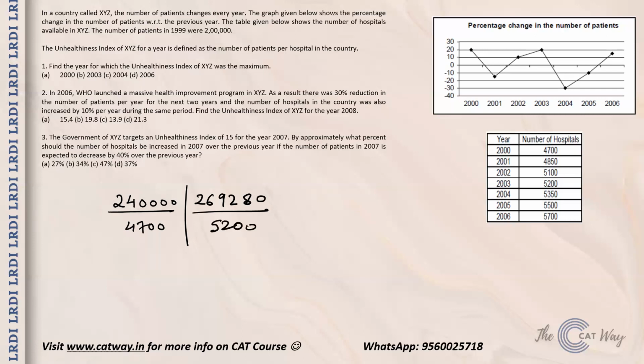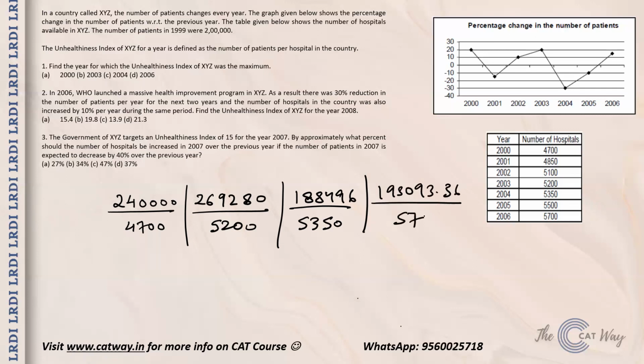Now in 2004, there came a drop of 30%. So now the number of patients is 188,496, and the total number of hospitals is 5350. Then comes the year 2006, for which you have to calculate. Before that, there was a decrease of 10%, and then an increase of roughly 15%. So the number of patients is 195,093.36 and the number of hospitals is 5700.